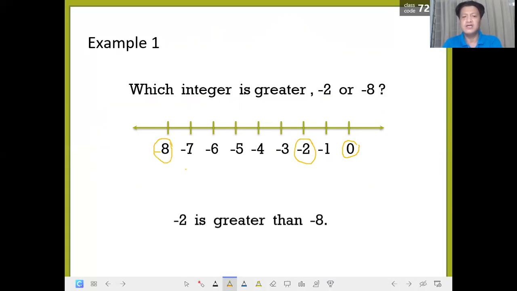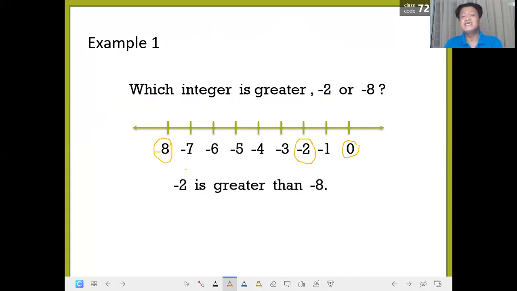Kaya ang sagot natin dyan ay negative 2 is greater than negative 8, kasi mas malaki po yung value niya, kasi mas malapit siya compare kay negative 8. Kaya sa symbol to represent this, negative 2 is greater than negative 8.